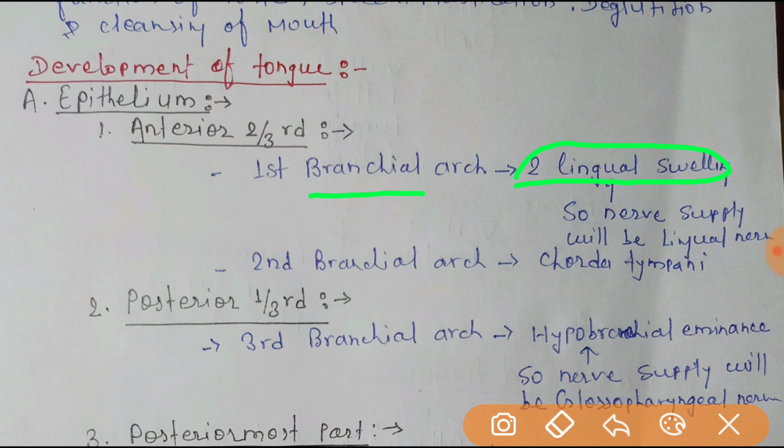Since the tongue develops from the two lingual swellings, the nerve supply will be the lingual nerve. The second branchial arch is developed from the chorda tympani, which is the branch of the facial nerve. So the first branchial arch develops the anterior 2/3 of the epithelium.